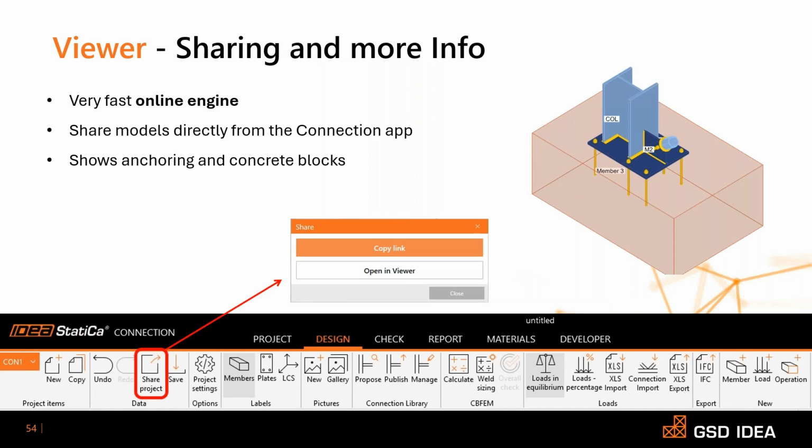Exciting update within the connection application. Previously, when you wanted to share your connection, you had to open the browser application viewer and drop in the file. None of this is necessary anymore. You just click on the button in the connection application and share the viewer link, send it to the detailer, project manager, or any other stakeholder who is interested. Really just 2 clicks.